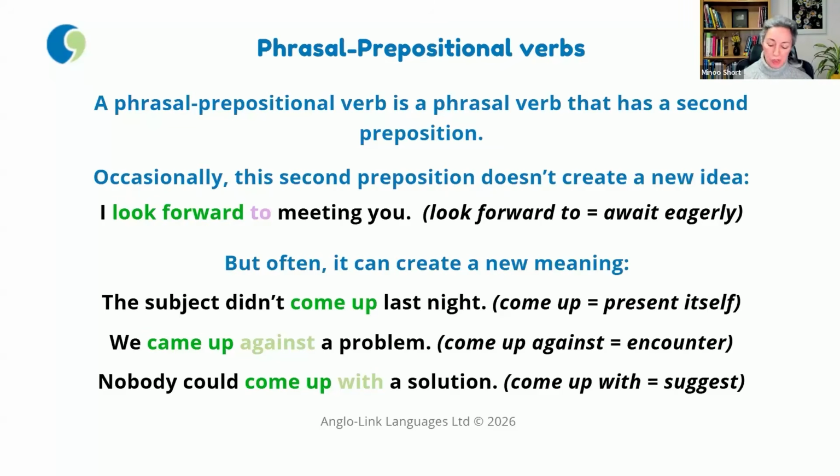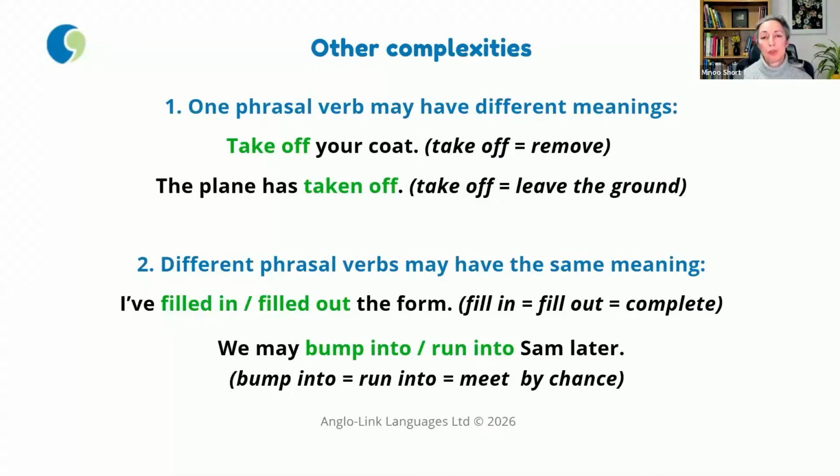And I need to mention two other complexities about phrasal verbs that you need to be aware of. The first one is that one phrasal verb may have different meanings. For example, if you hear take off your coat, here take off means remove your coat. But if you hear the plane has taken off, in this context, take off is to leave the ground.